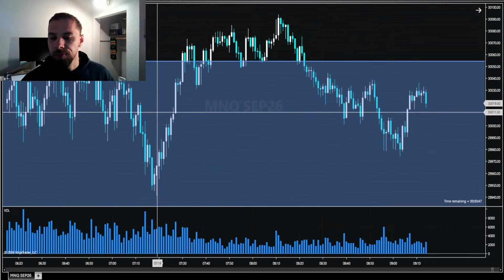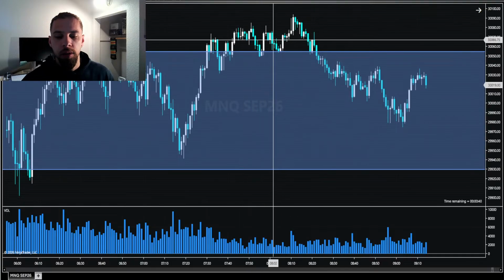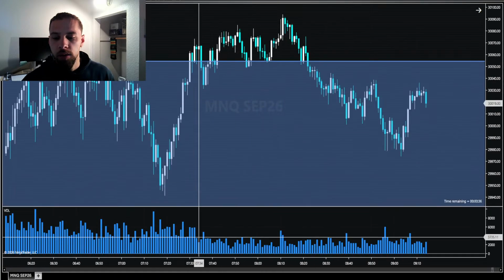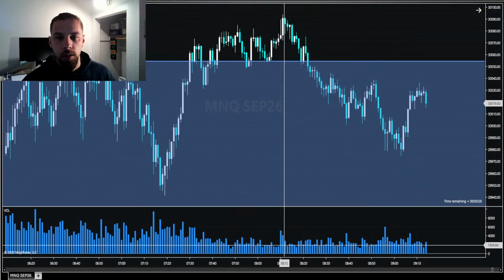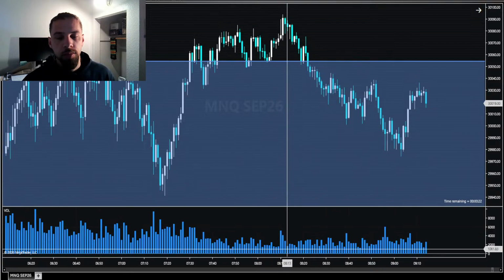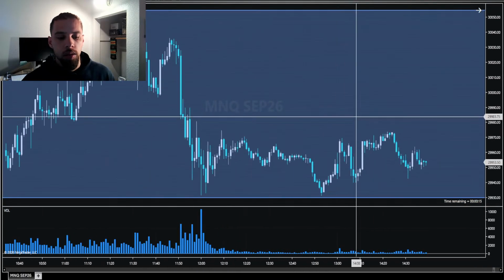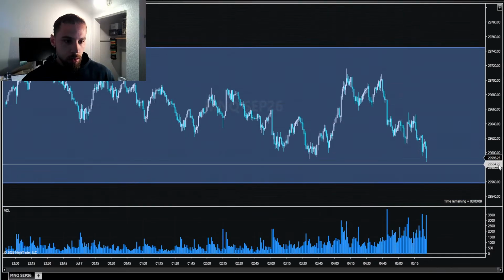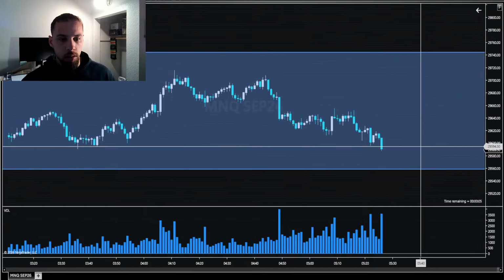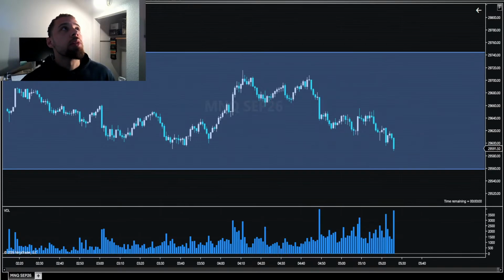If we watch price action as the day did continue, as price got up here in this area above the box, you can see volume really shriveled up, and eventually broke down. So we'll see what price does today.